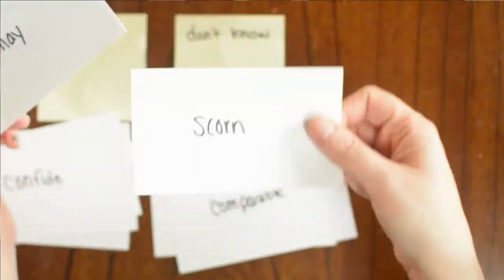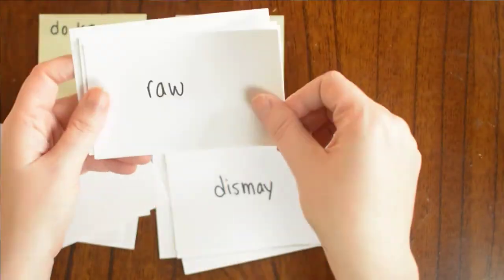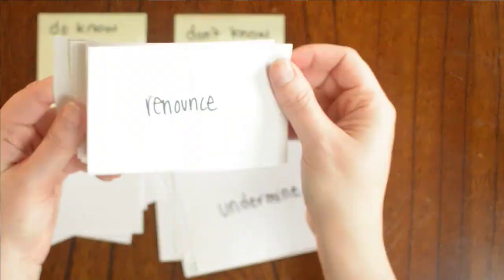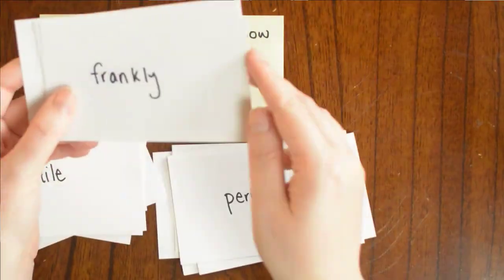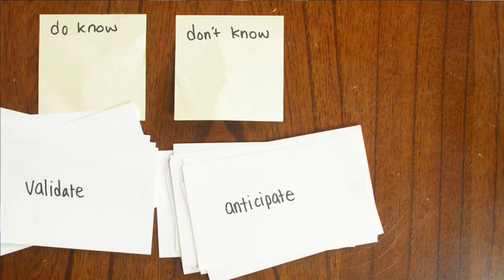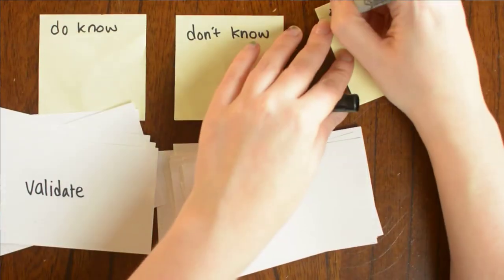Then you go through and you sort it into another pile. The words you do know get put in one pile for the do know pile, and then the words that you don't know get put into their own pile, a don't know pile. Then you leave the do know pile alone for now. So once you've done that, then you're going to go ahead and go through the don't know pile again.